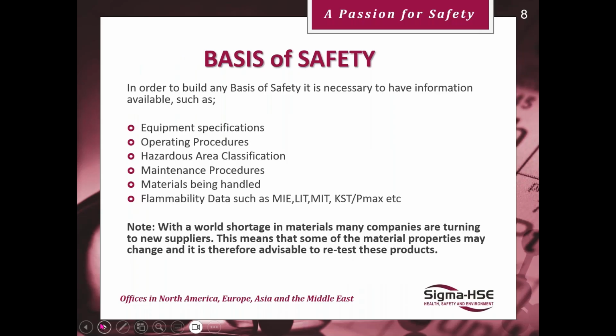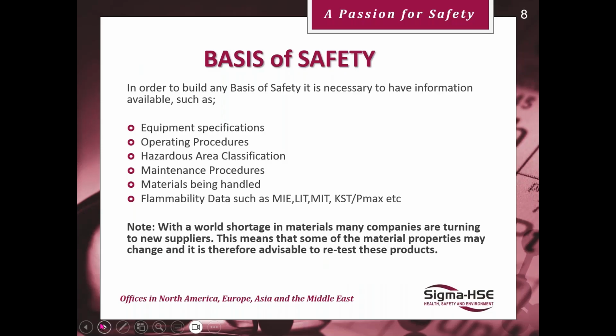In order to build any basis of safety, it is necessary to have specific information available. And some of the things you'll need are the equipment specifications. I talked just now about standard operating procedures. How do you work with this equipment? How do you produce the product that you're dealing with? Hazardous area classification. How have you zoned the areas where the equipment is located into hazardous areas?